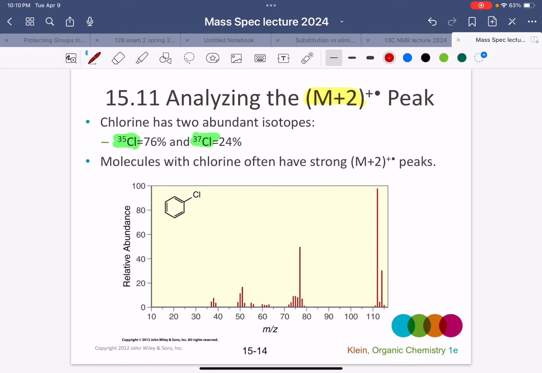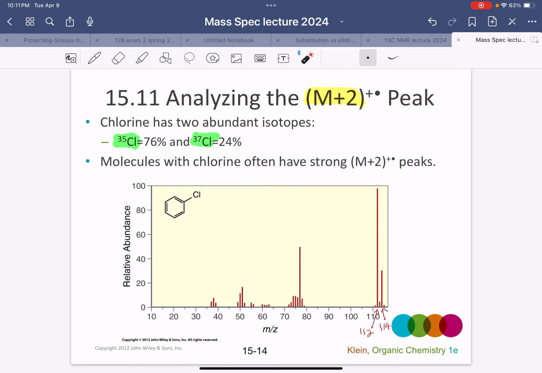So here we've got, let's see, it was 110, that looks like 111, 112, 113, and 114. Okay, and that 3-to-1 ratio here indicates you have a chlorine.